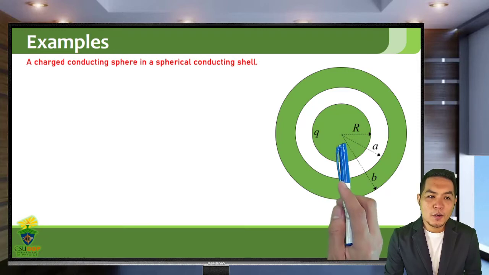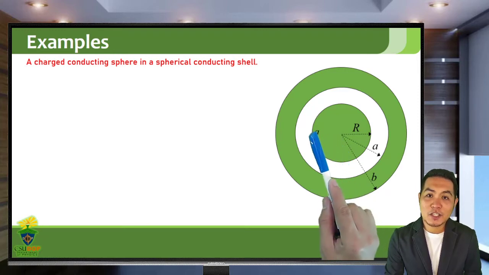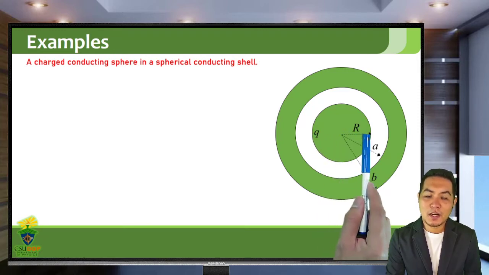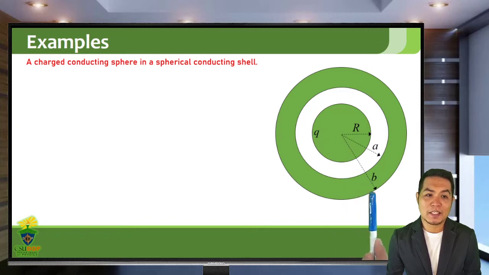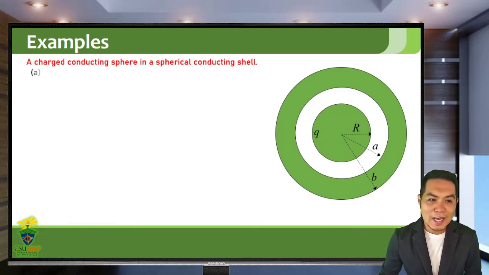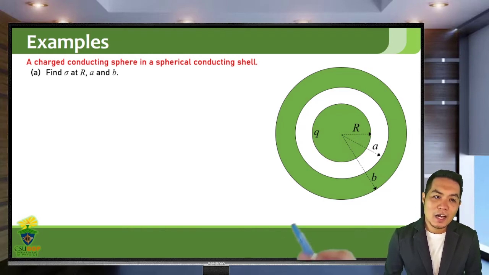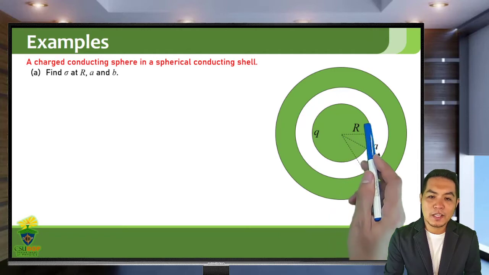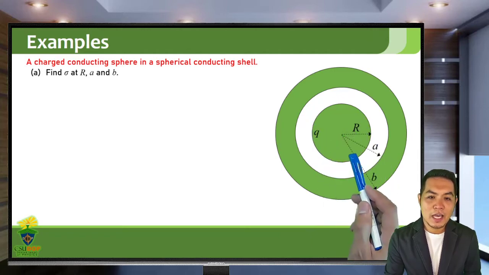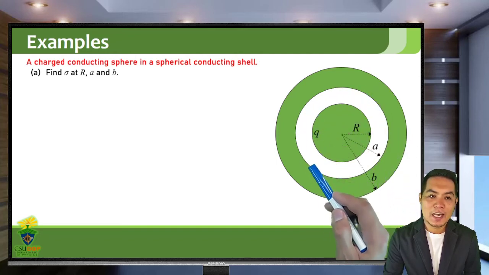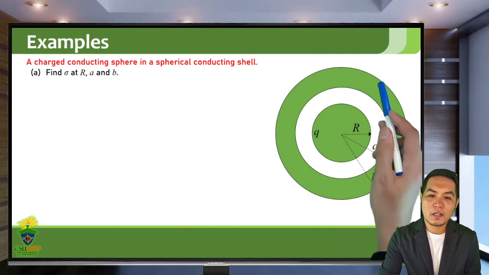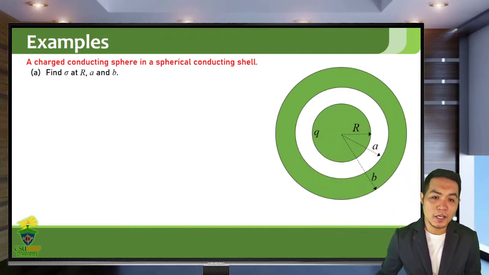So your charged conducting sphere has a charge Q and has a radius R. Your spherical conducting shell has an inner radius of A and an outer radius of B. So these are the givens. We are then asked to find the charge density at r equals capital R, so on this surface here, at r equals A, the inner surface, and at r equals B, the outer surface of the spherical conducting shell.